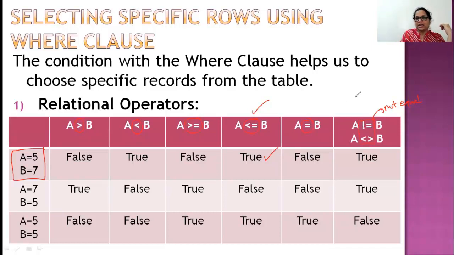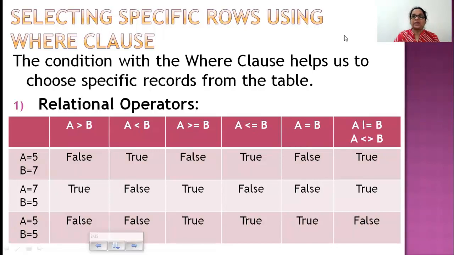Okay, again, let me come to the not equal to part. 5 not equal to 7, is it true or false? It's true. So your output is true. So whenever your condition evaluates to true, then all the rows where the condition is satisfied, means evaluates to true, those rows get displayed by your select command. Clear? Now let's see some examples.